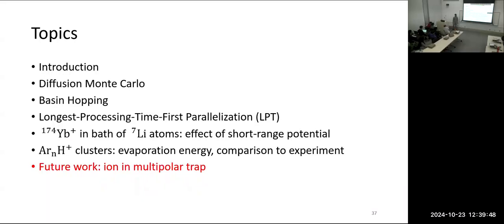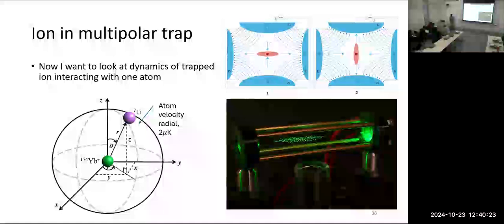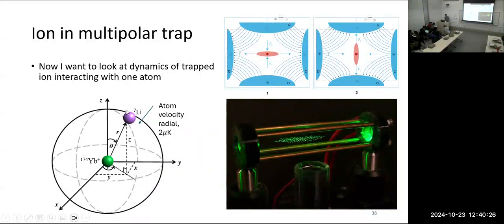And finally, I'll look into the current work that I'm doing with the dynamics of an ion in a multipolar trap. So far, in all this work, I haven't considered the effect of the trap. Actually, I have, but it turns out that if you model the ion as being trapped in a harmonic well, then the trap energy does not affect the binding energy of the clusters very much. However, if you have an ion and an atom interacting with each other dynamically, the dynamics of the interaction is affected by the multipolar trap here.